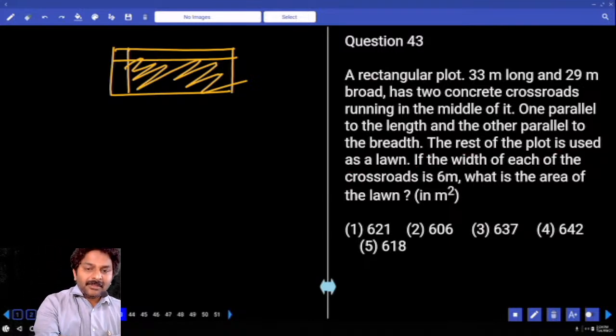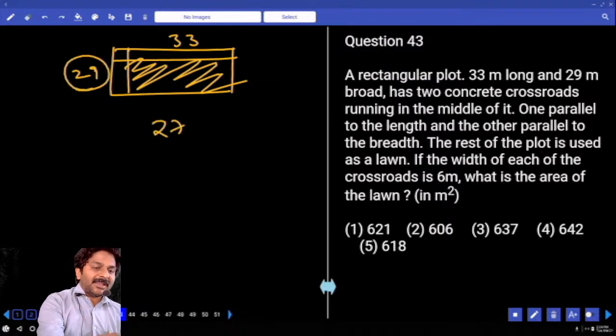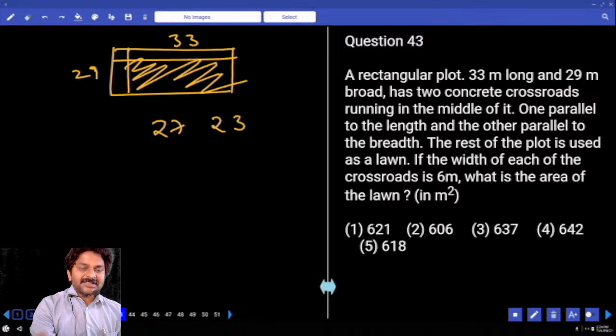So our rectangle measurements are 33 and then 29. Width of the path is 6. So inner rectangle, I want to calculate measurements for the inner rectangle. Inner rectangle measurements: 33 minus 6, 27. 29 minus 6, 23. These are measurements for the inner rectangle only, and that area is used as lawn. We were asked to calculate lawn area. That means area of the rectangle.